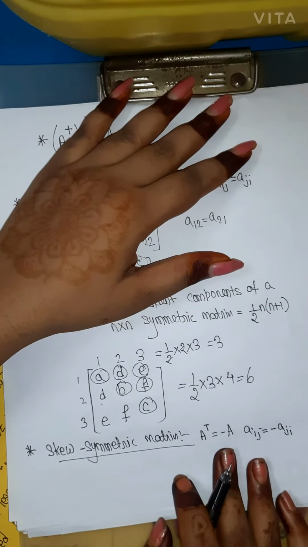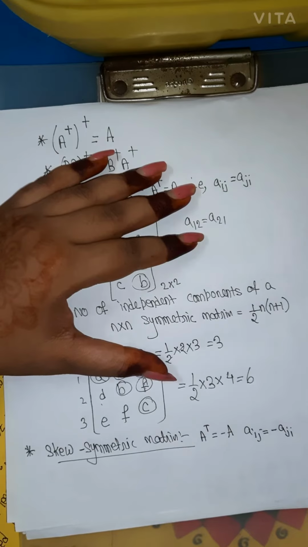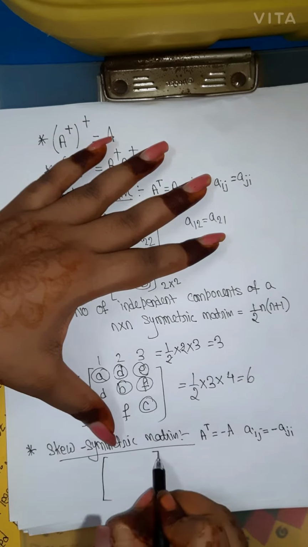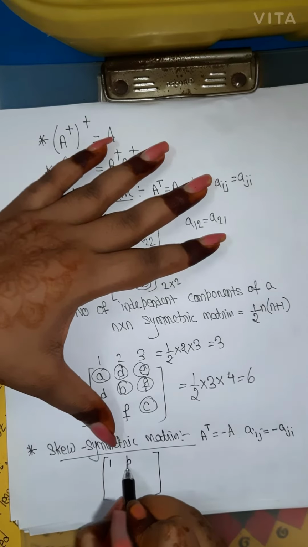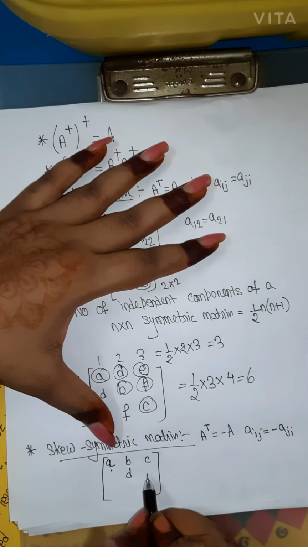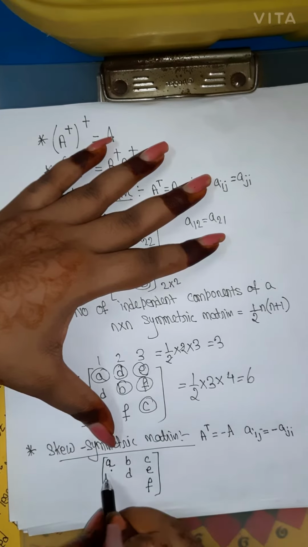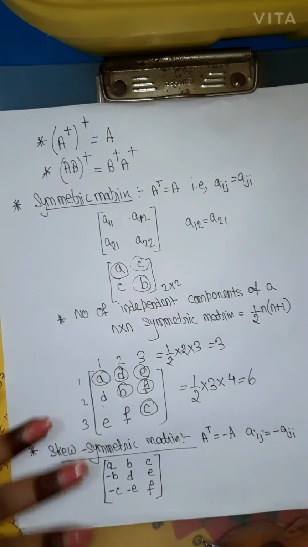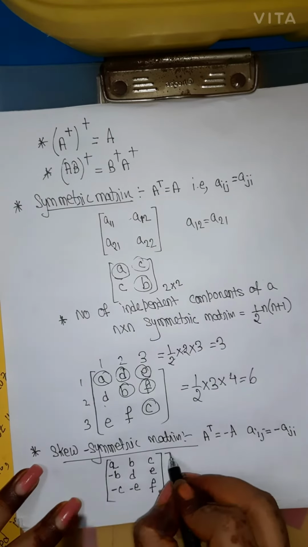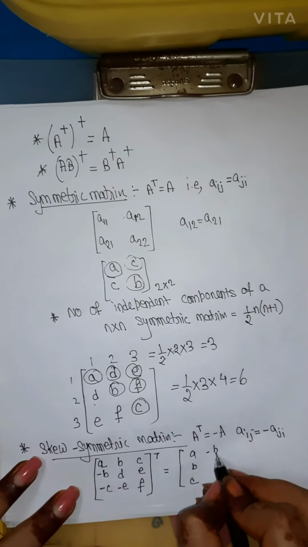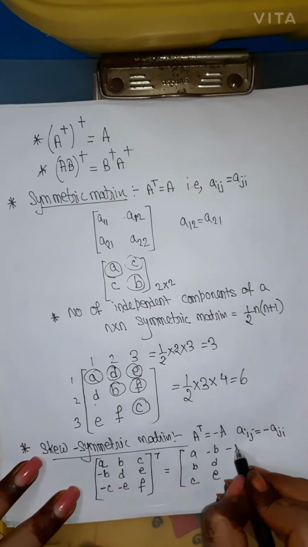So A transpose will be equal to minus A, that is Aij will be equal to minus Aji. For clarity we will take one matrix, let us say A B C, D E F, and this we will take minus B, minus C, minus E. Okay, so this transpose will be equal to A B C, minus B D E, minus C minus E F.